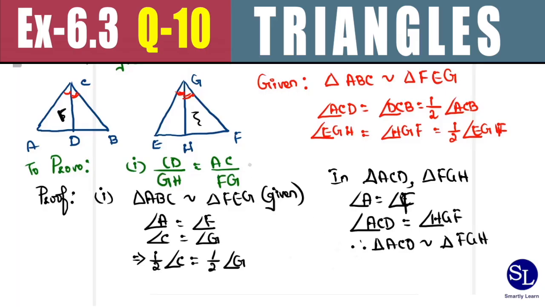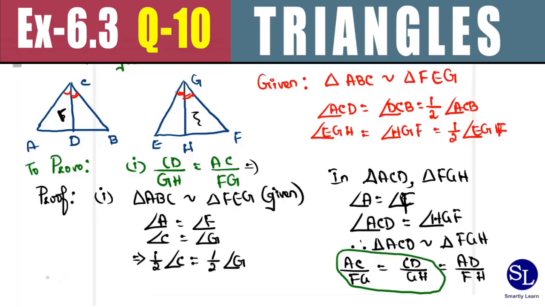But the idea for us is to show this proportionality. So let's write the proportionality because of this triangle similarity. This is going to be AC by FG is equal to CD by GH is equal to AD divided by FH. We need only this part: AC by FG is equal to CD by GH. So we can rewrite this and say AC by FG is equal to CD by GH, hence proved. So the first subsection of this question is done.